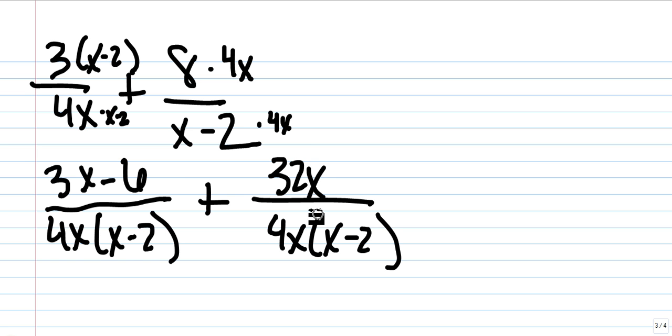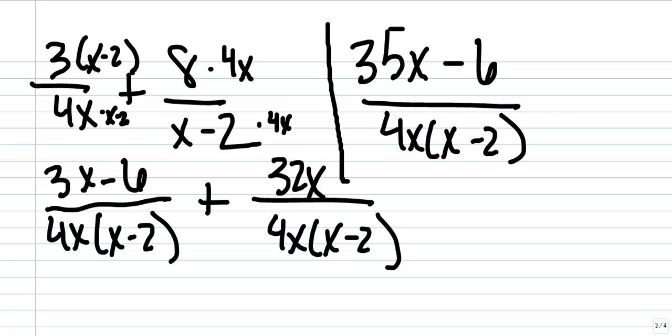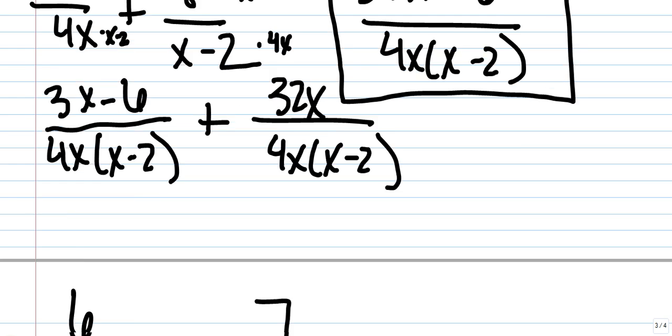Now you can combine your like terms because you have 3x plus 32x is 35x, and I still have my minus 6 down here, all over my common denominator of 4x times x minus 2. Okay, that would be my final answer. In this case, you can put together your denominators.